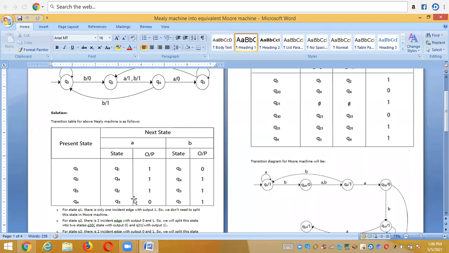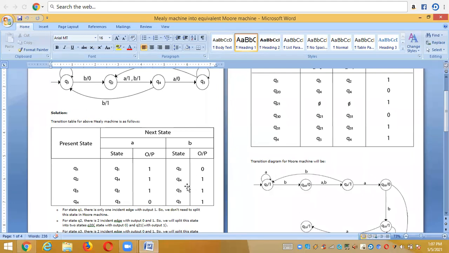So for the state Q2, and same as you need to check it for the other states like Q2, Q3, and Q4, at the input alphabets A and B. Here I'm having Q2 and the output is 1, and here also I'm having Q2 and the output is 0. That means here I'm having two different outputs. That means I get two incident edges with output 0 and 1 for the state Q2. So here I need to split it out.